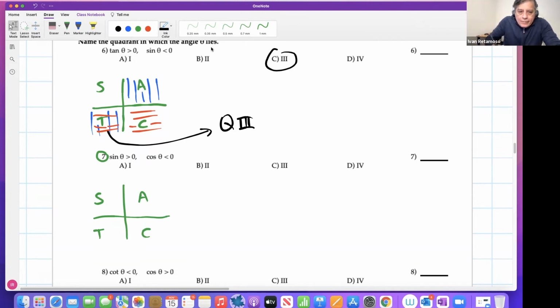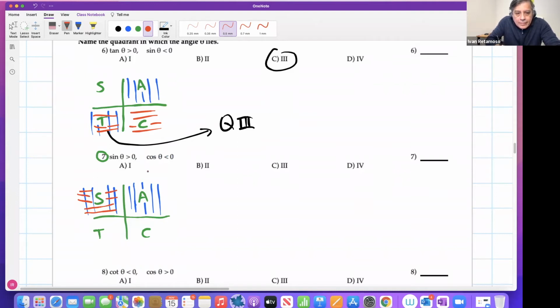Great. First, where is sine positive? Well, we know that happens here on the first quadrant, because all trigonometric functions are positive on the first quadrant. But also here, sine is positive on the second quadrant. Now, where is cosine negative? Well, here, in the second quadrant, only sine and cosecant are positive, the rest negative.